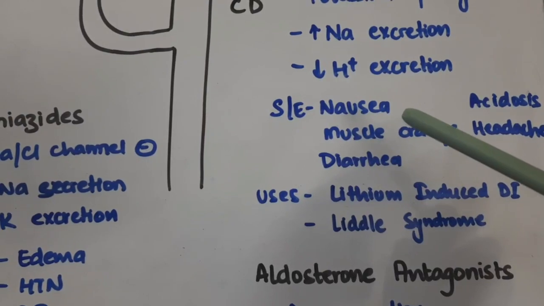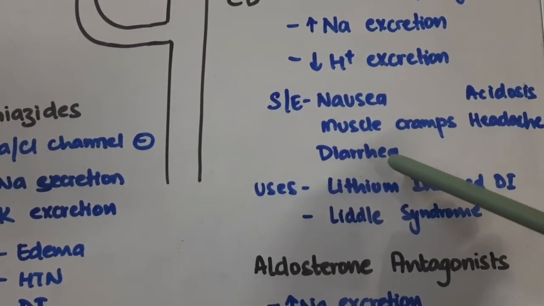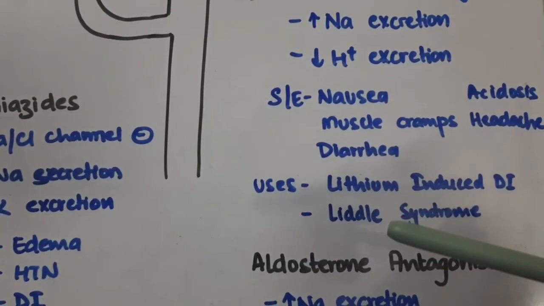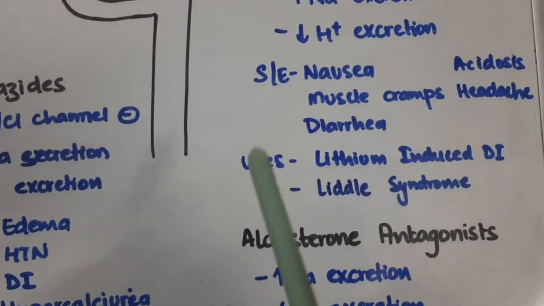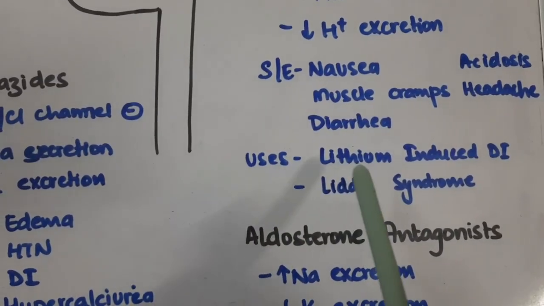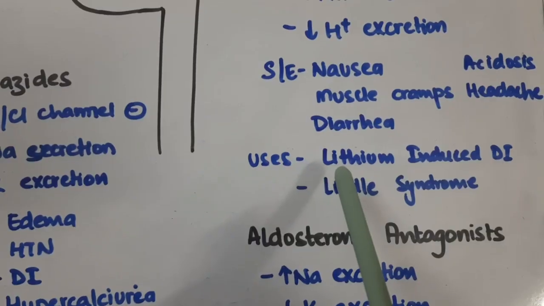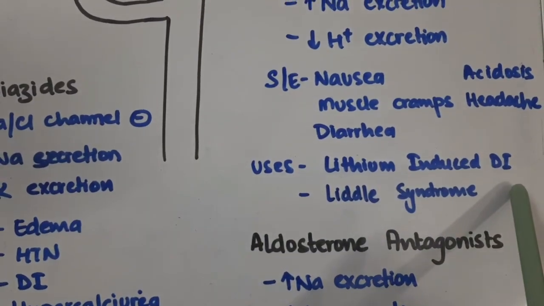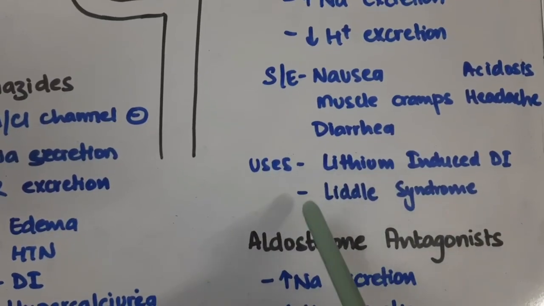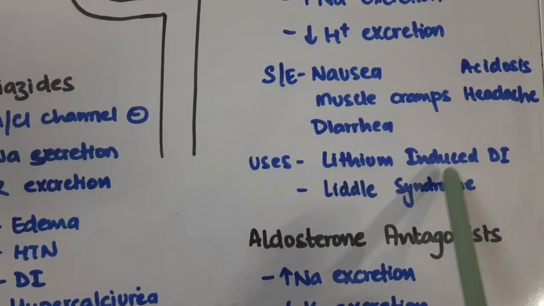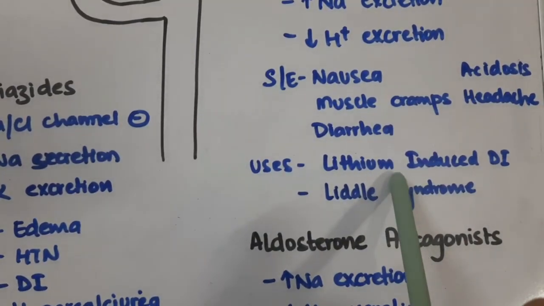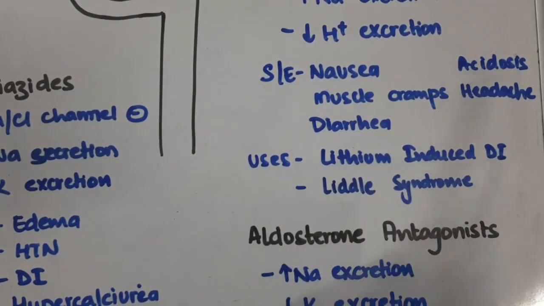In the side effects, we have nausea, muscle cramps, diarrhea, acidosis, and headache. And the drugs that are included in this group are amiloride and triamterene. And amiloride specifically is used in lithium-induced diabetes insipidus and also in Liddle syndrome. These two are the main uses of amiloride. Lithium-induced diabetes insipidus, that is diabetes insipidus which is caused due to lithium use, and Liddle syndrome.